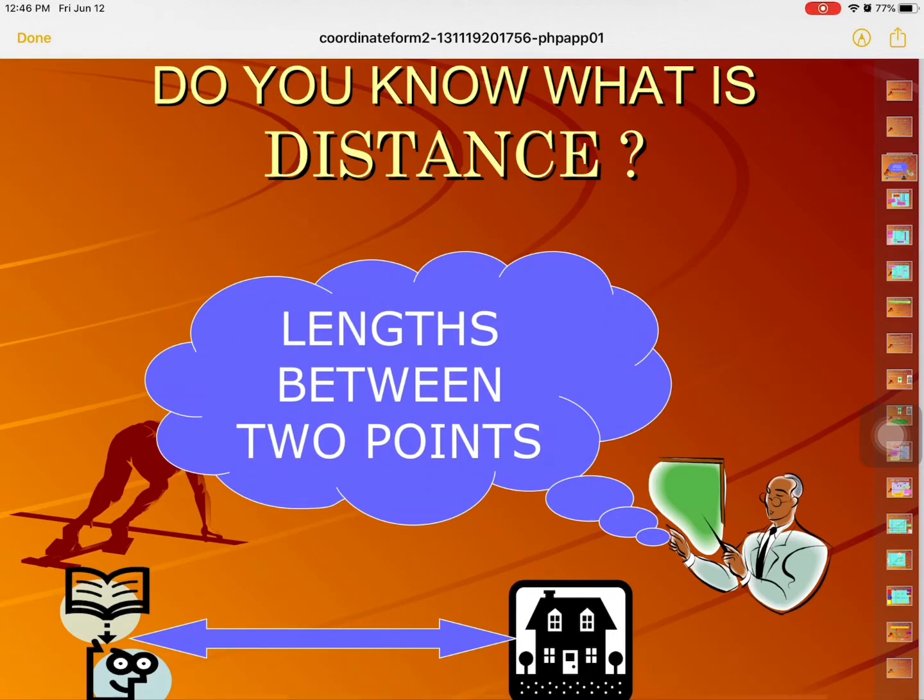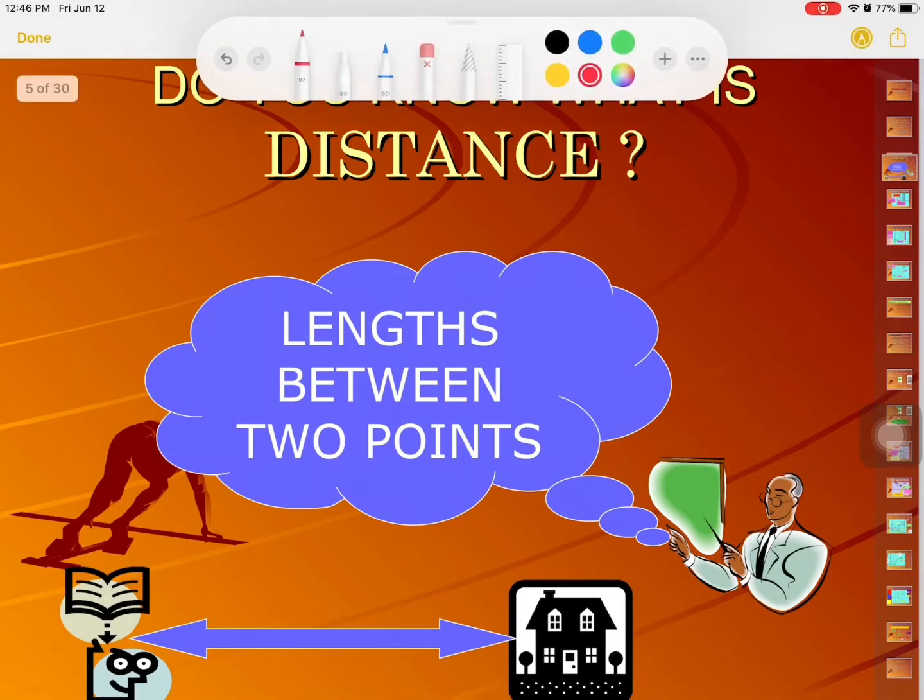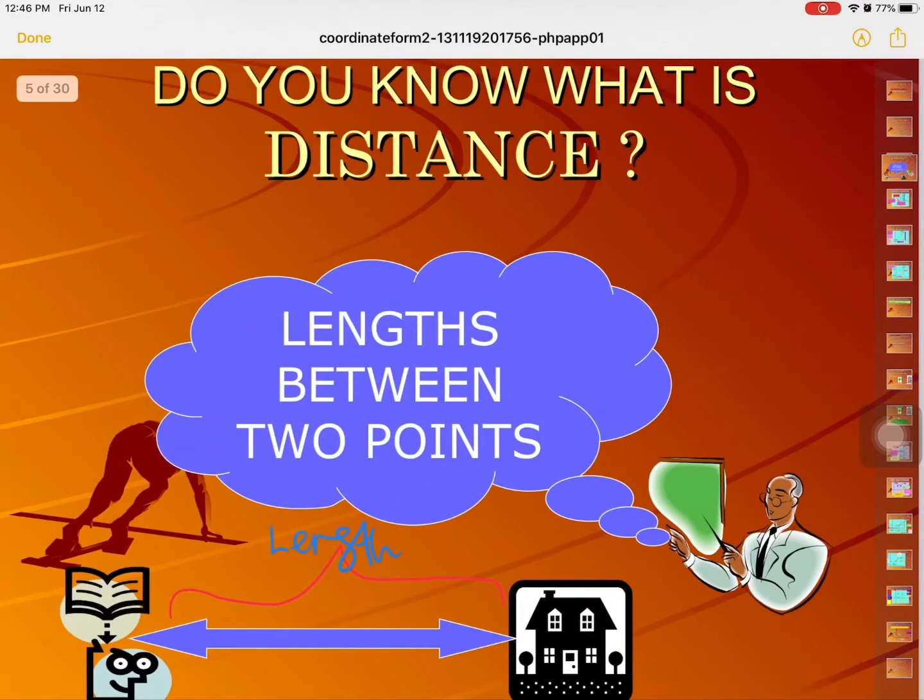Now, do you know what distance is? Distance is the length between 2 points. Length or distance. This is distance actually. Distance is what we call length as well.